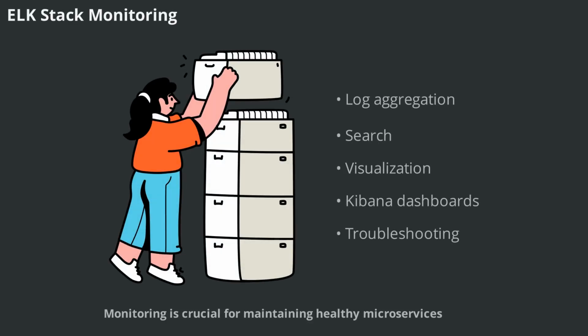Monitoring is crucial for maintaining healthy microservices. The ELK Stack, Elasticsearch, Logstash, and Kibana, provides powerful tools for log aggregation, search, and visualization. Kibana dashboards help teams track system health, identify issues, and optimize performance.